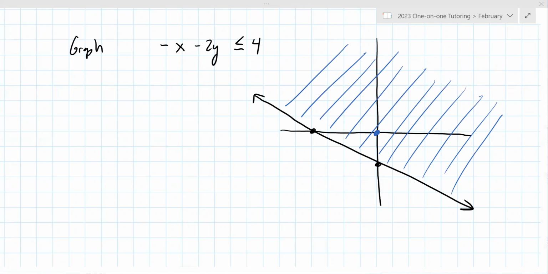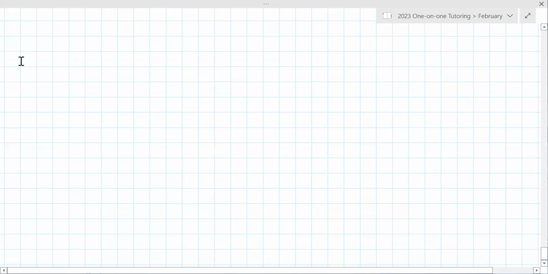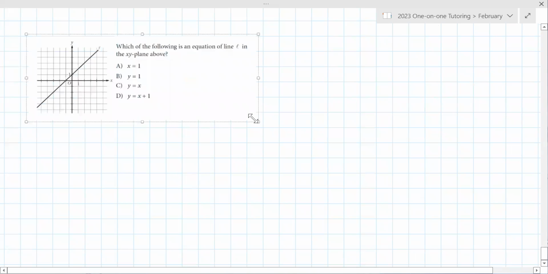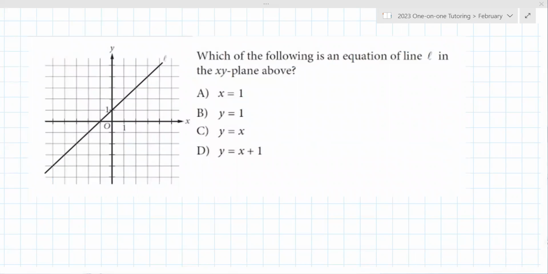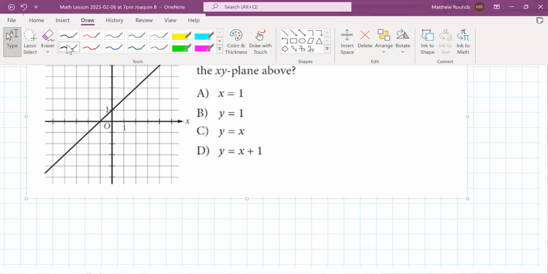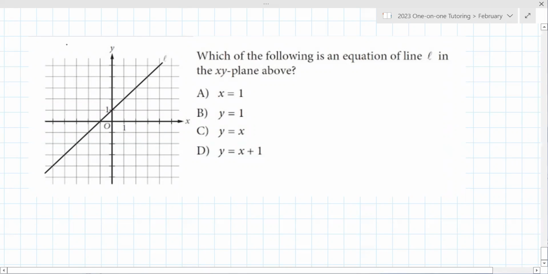Okay, so let's do some SAT prep line stuff. We'll just start out with some easy questions, or not easy, they're just not as hard as they can get. Take a look at this one, see what you come up with. Which of the following is an equation of line L in the xy-plane?